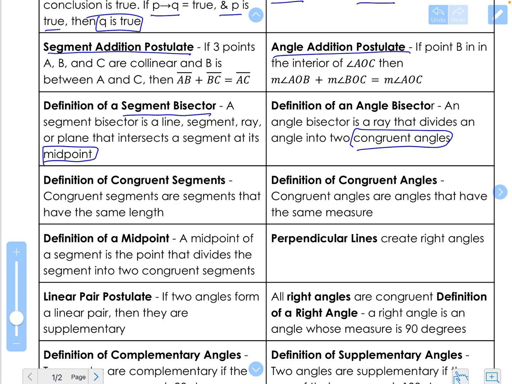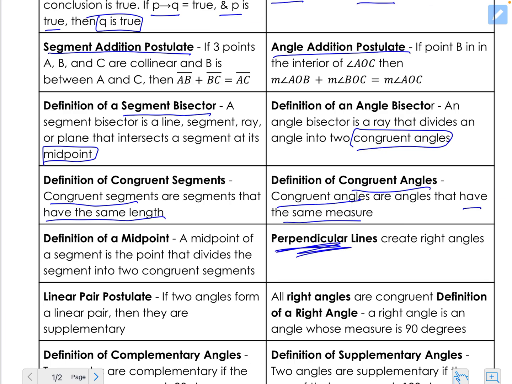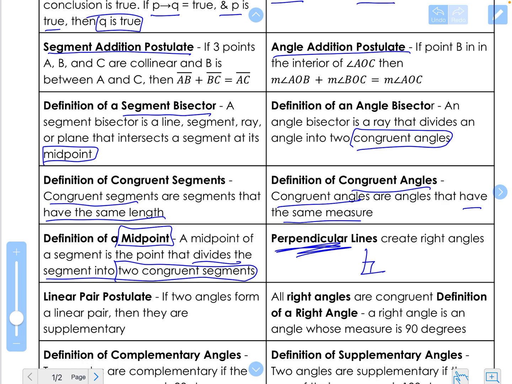Congruent segments, we know that congruent segments have the same length. Same thing with congruent angles. Congruent angles have the same measure. We know that all perpendicular lines make right angles. Midpoint, we know that a midpoint divides a segment into two congruent segments.